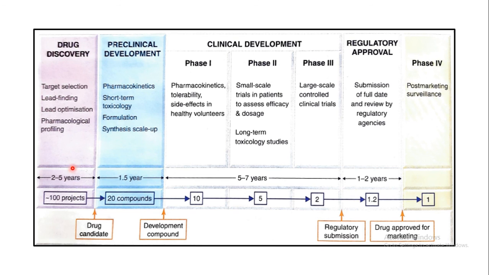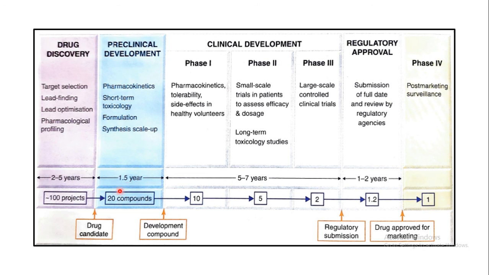Okay, so after the drug discovery you have identified a drug candidate. Such compounds are first studied in animals, which you can call preclinical development. Here pharmacokinetics, short term toxicity, formulation development are done, and whether synthesis scale up is possible. Such studies are done in the preclinical development. This process usually takes 1.5 years.